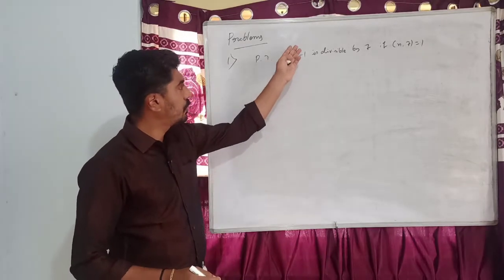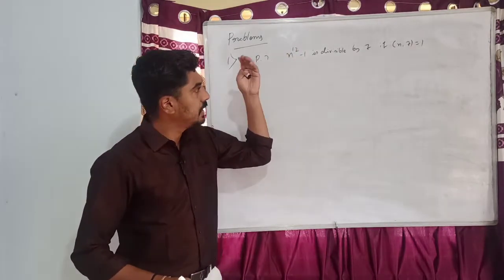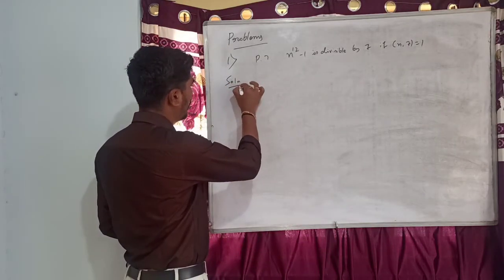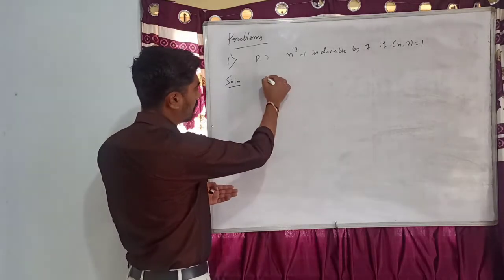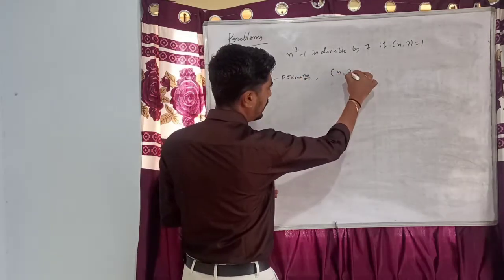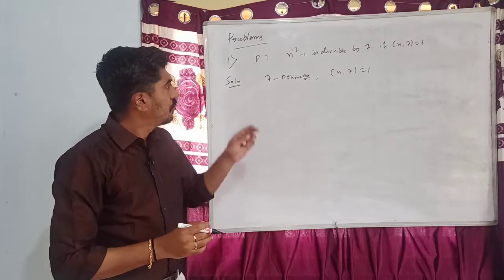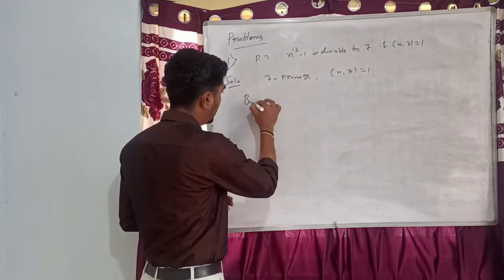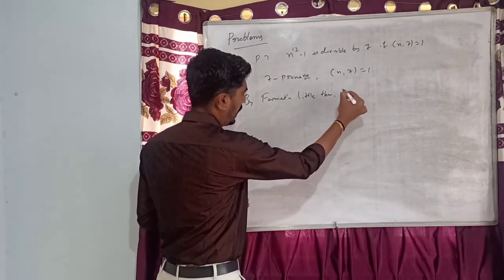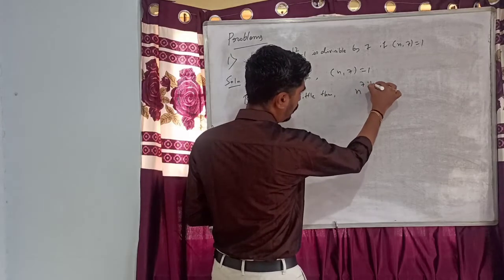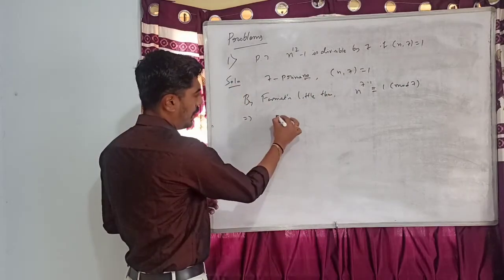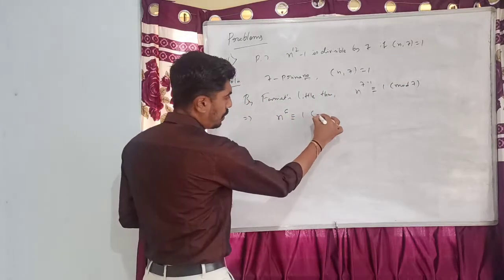Prove that n to the power of 12 minus 1 is divisible by 7 if GCD of n and 7 is equal to 1. Solution. We know that 7 is a prime number, and given that GCD of n and 7 is equal to 1, so by Fermat's little theorem, we have n to the power of 7 minus 1 is congruent to 1 modulo 7, or n to the power of 6 is congruent to 1 modulo 7.